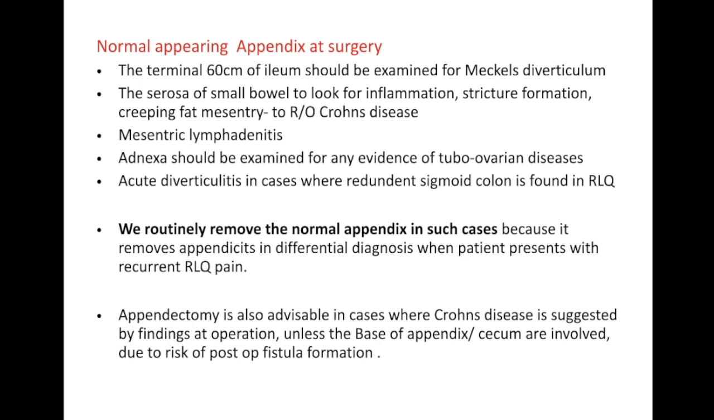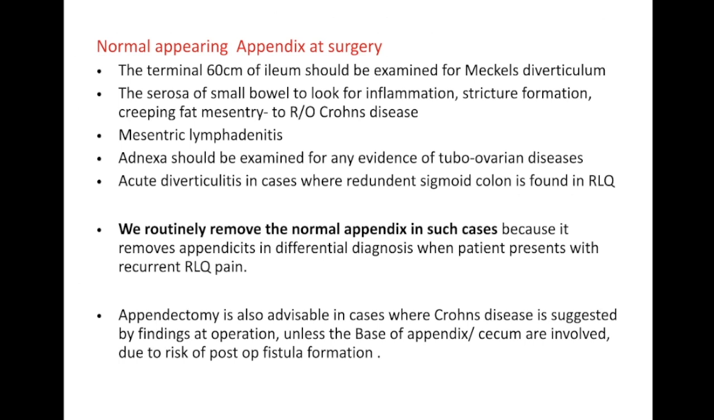So, what should we do in cases where a normal appearing appendix is present at the time of surgery in patients suspected of appendicitis? First, the terminal 60 centimeters of the ileum should be examined for Meckel's diverticulum, and the serosa of the small bowel is looked at for inflammation, stricture formation, and creeping fat mesentery to rule out Crohn's disease. Adnexa should be examined for evidence of any tubo-ovarian diseases.